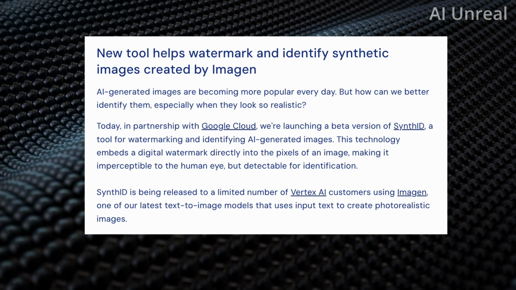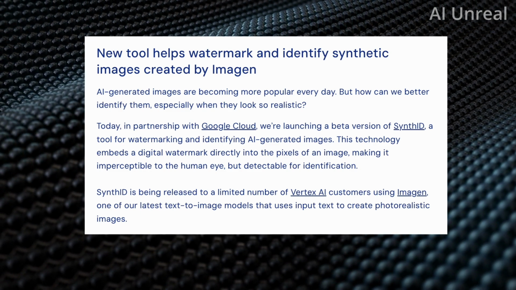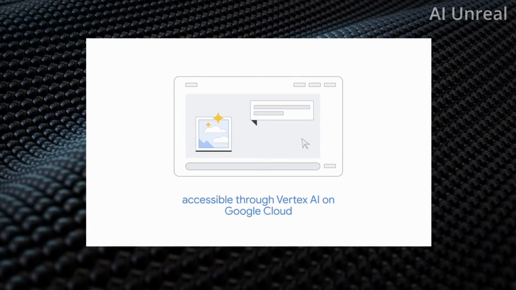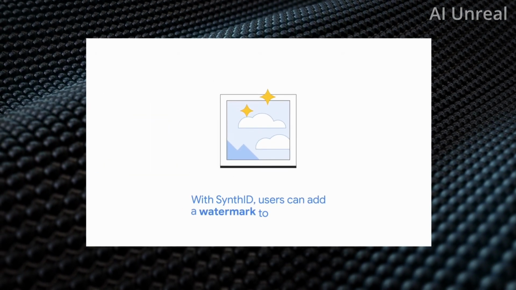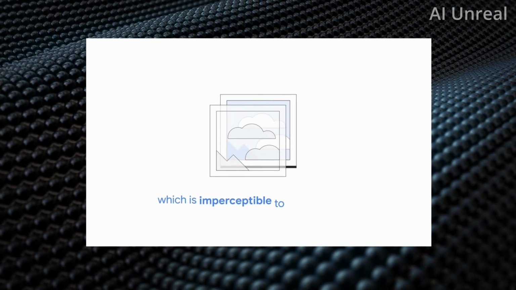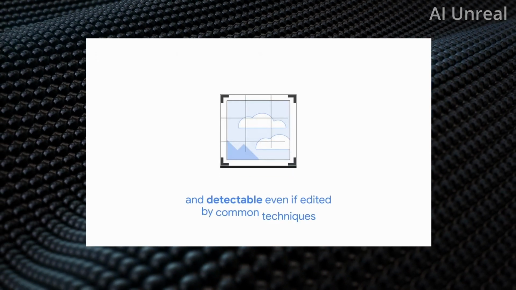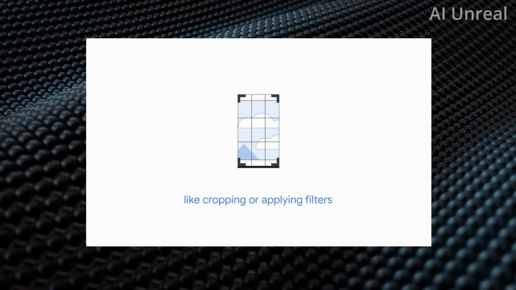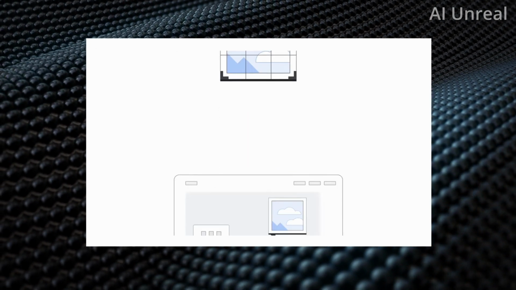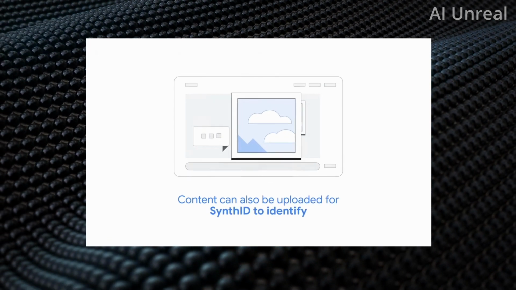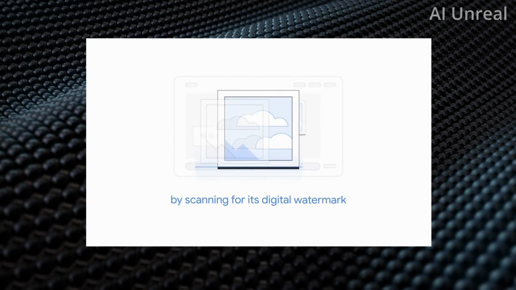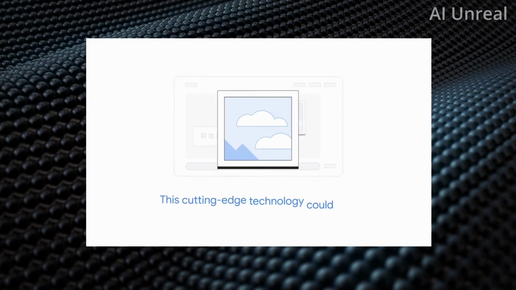Now let's go ahead and take a look at a visual on how this is actually going to work out. So here is this video showcasing how this is going to work. It's available on Imagen and essentially accessed through Vertex AI on Google Cloud as well. And you can actually add your watermark that makes it invisible to the human, but detectable even if you edit it, such as cropping, or even adding filters. And you can see here, you can actually upload content too, and you'll see if it was made by Imagen by scanning for its digital watermark.